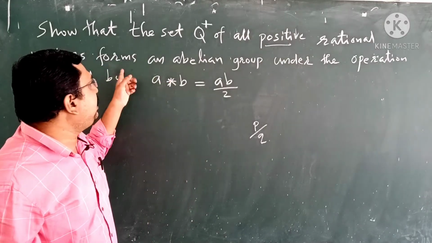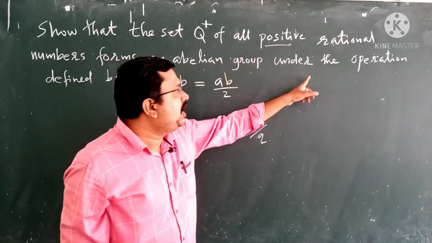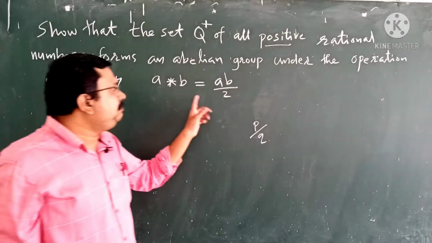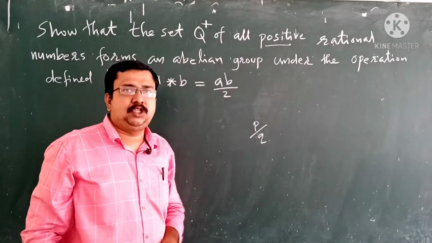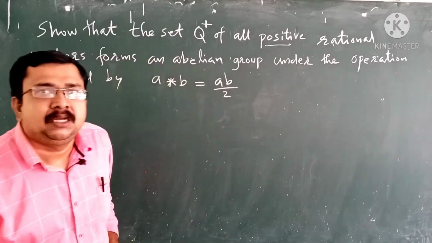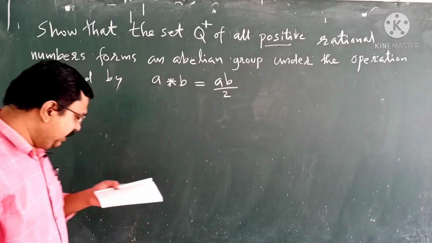We want to show that it will form an abelian group under the operation defined by a star b equal to ab by 2. How to solve this problem? Listen, the solution is here.